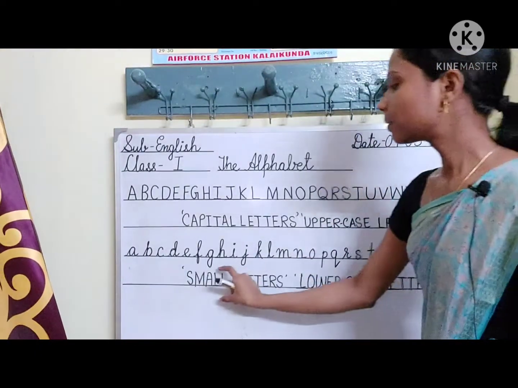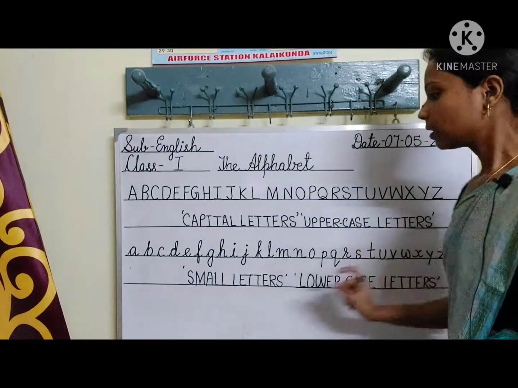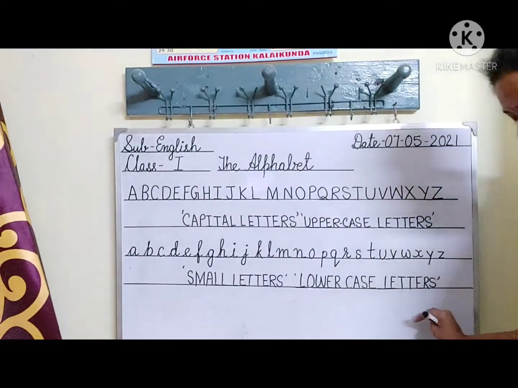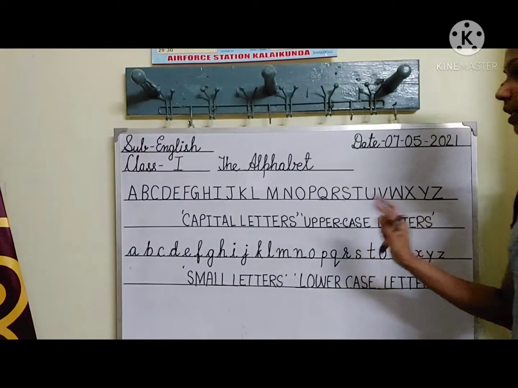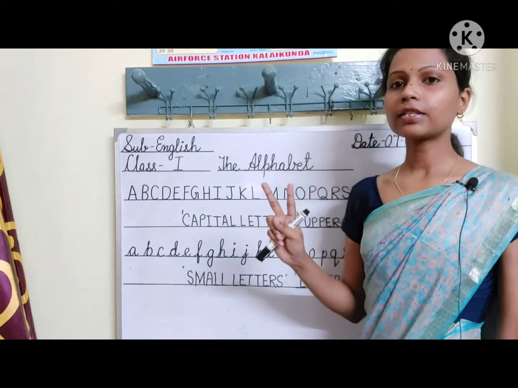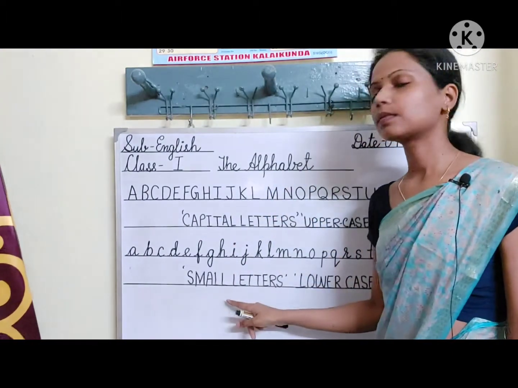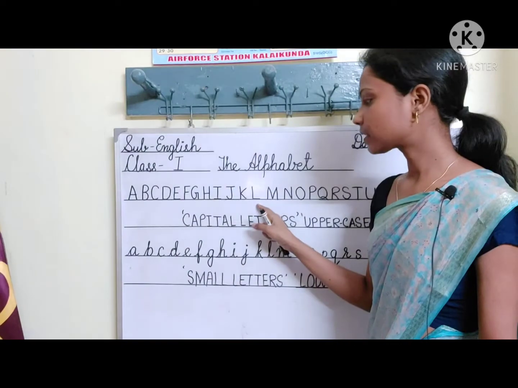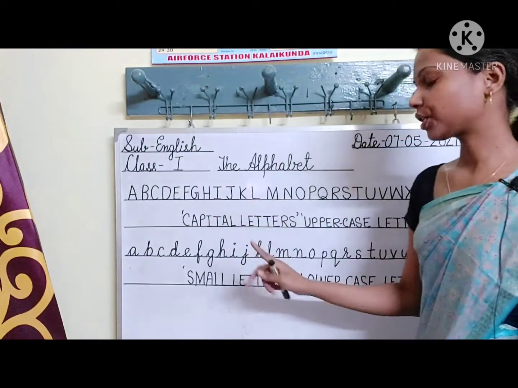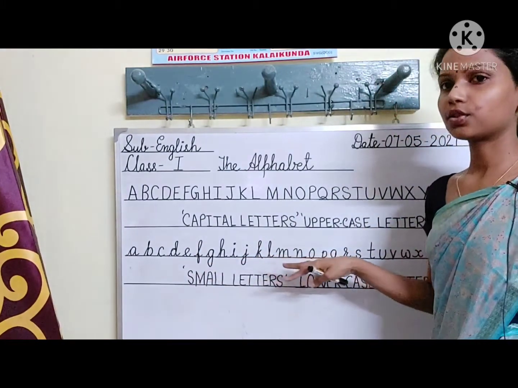Now the next one is small letters, small letters A to Z. Small letters are also known as lowercase letters. So there are two different kinds of letters in the English alphabet. What are these? These are capital letters and small letters. If the question asks for capital letters, you have to write capital letters. If the question asks for small letters, you have to write small letters A to Z.